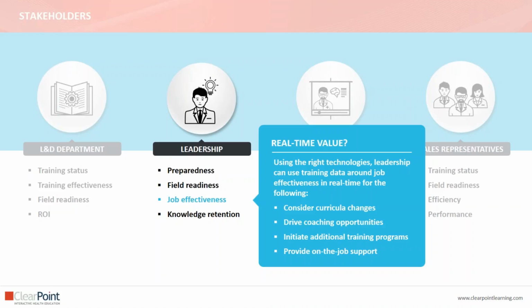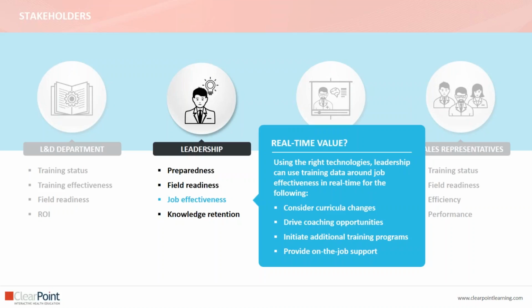So how can I get data as a leadership professional in such a way that I can collaborate with L&D to consider potential curricula changes? Can we talk about additional training programs that we might want to put into place? Again, not 3 months later, but as we go through the learning journey. How about that? And what kind of on-the-job support can I provide as a leadership team?